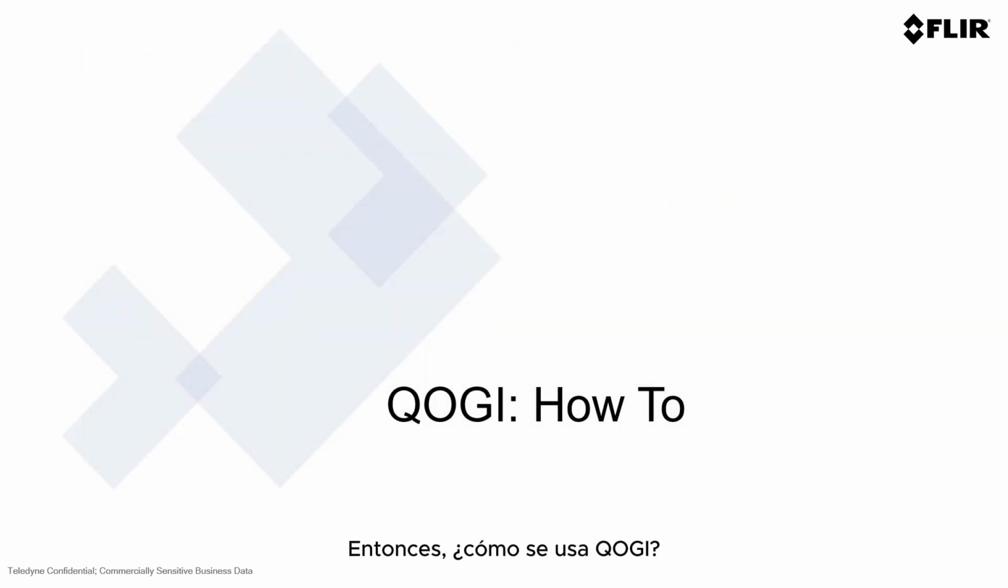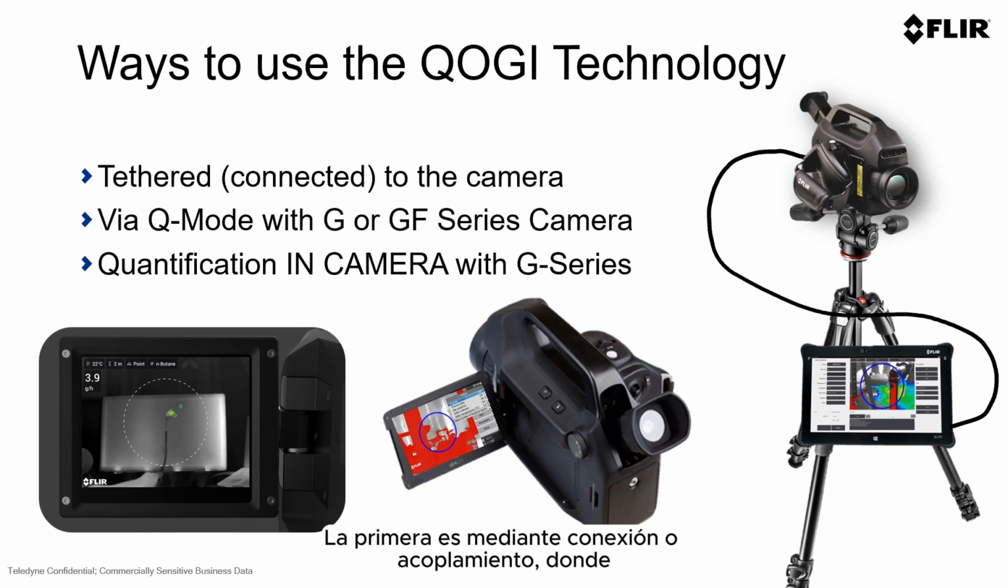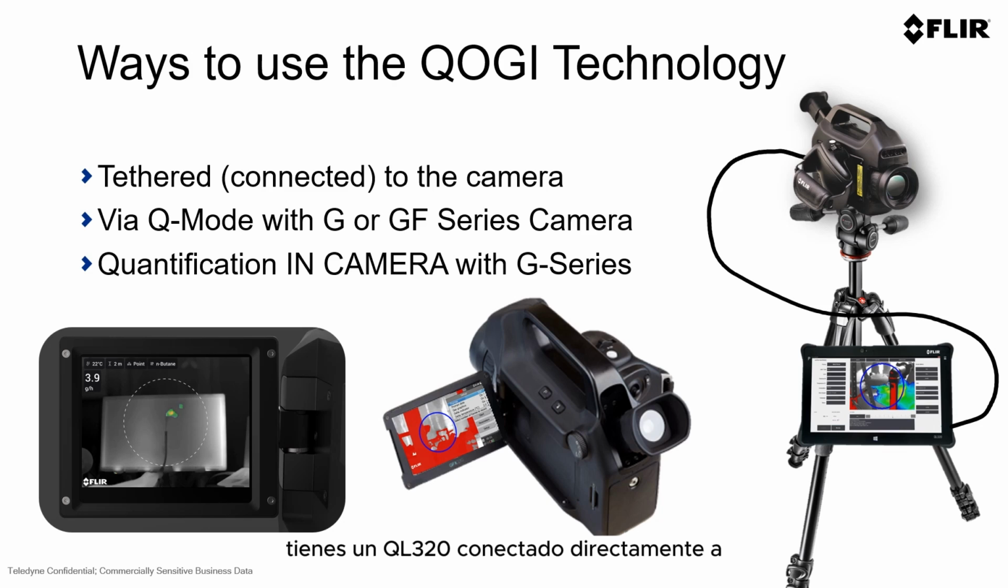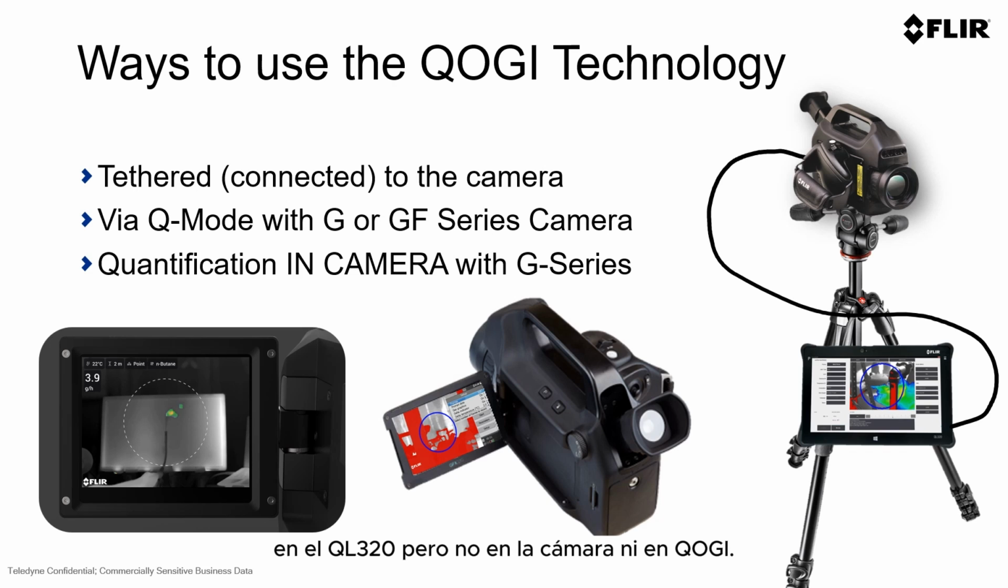So, how do you use QOGI? There are 3 ways to use FLIR's QOGI technology. The first is tethered or connected, where you have a QL320 directly connected to a camera via USB cable. This is the most advanced way to use the QOGI technology from FLIR and gives you the most advanced features with live recording, as well as some unique features like masking that's built into the QL320 but not into QOGI in camera. The second is via Q mode with a G or a GF series camera from FLIR.